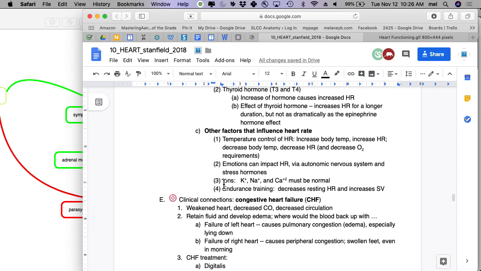Does that make sense? Okay, and we don't need to go back to how, but you guys remember that hyperkalemia can kill you because it stops your heart. Hypokalemia causes cardiac arrhythmias. Calcium are a little more complicated.